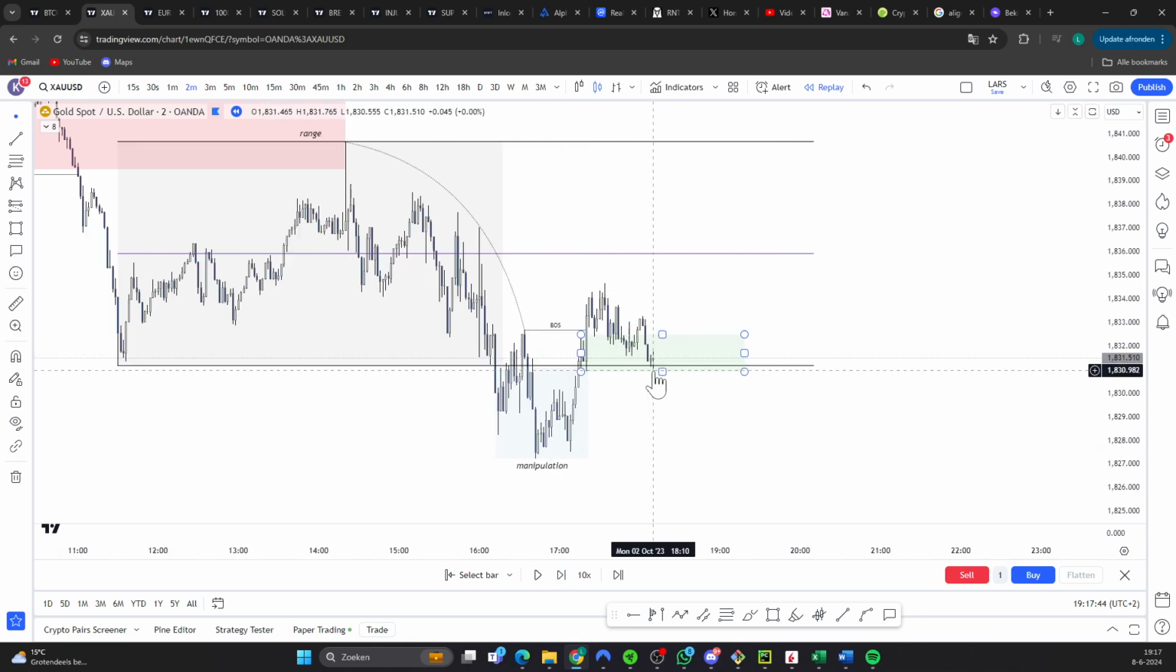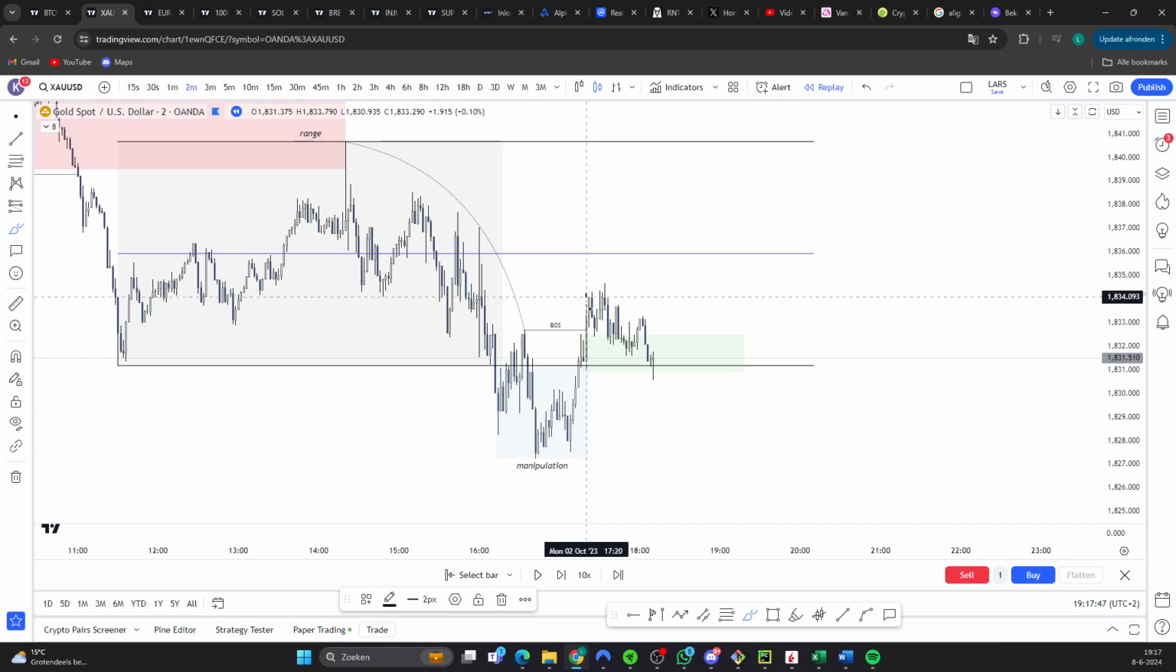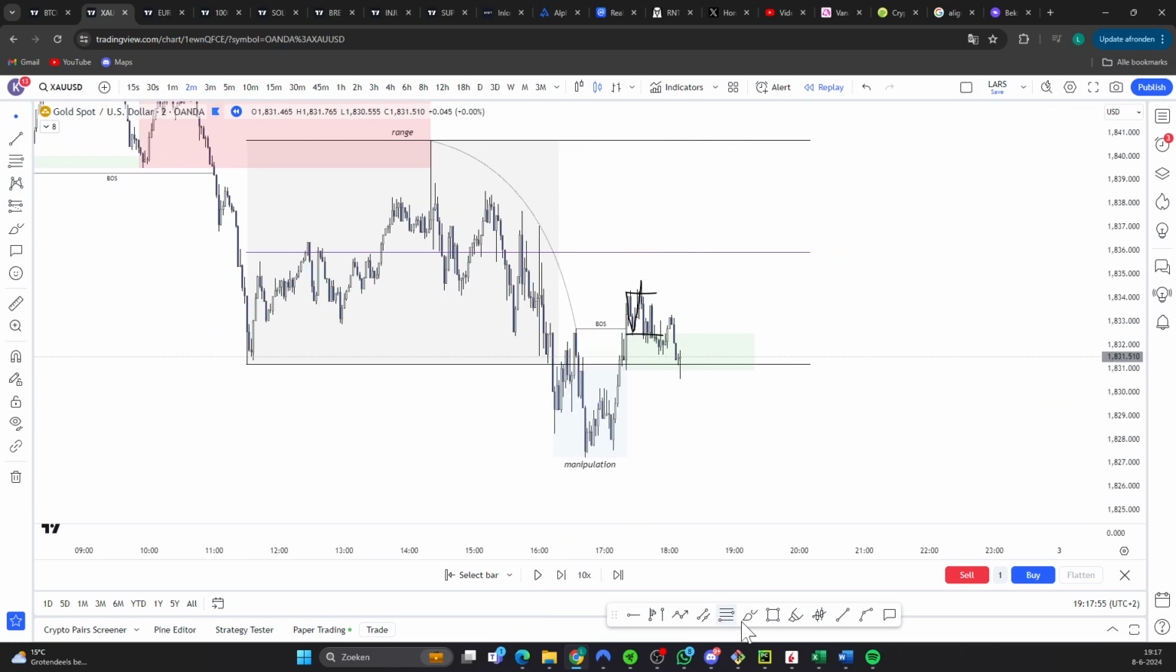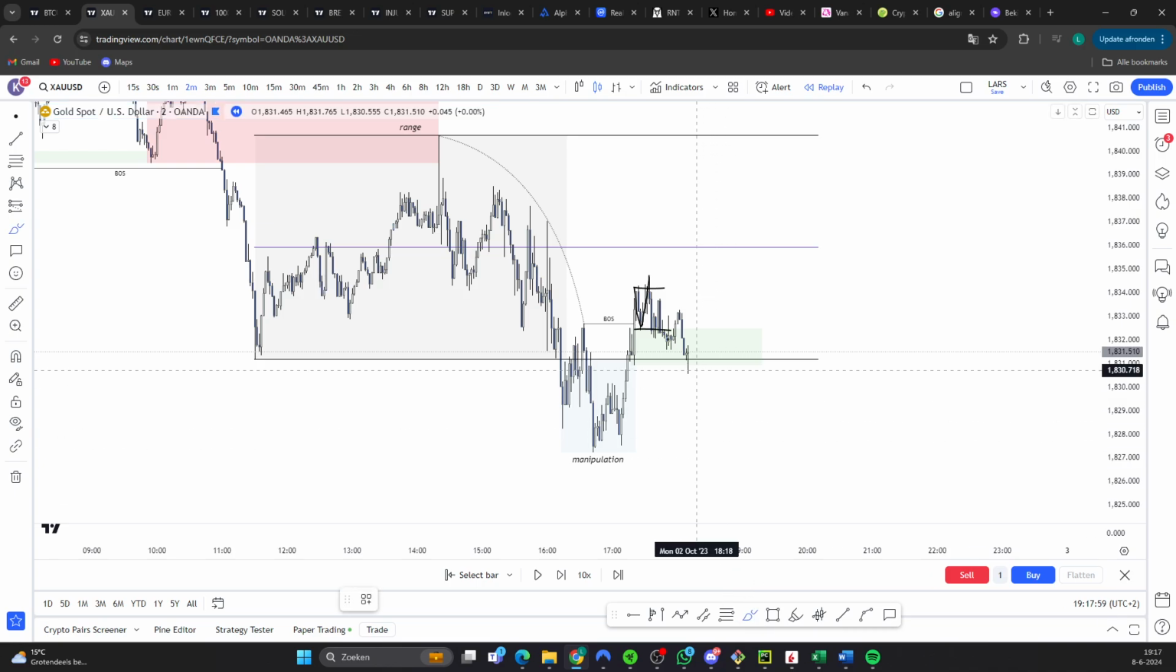There's no confirmation here. You bounced from demand, SFP'd it, and then broke back to bearish. So that's not the best sign for a PO3. Since the PO3 needs to be aggressive, you would expect just a squeeze up, right? Not an SFP of your high and an immediate break back to bearish.